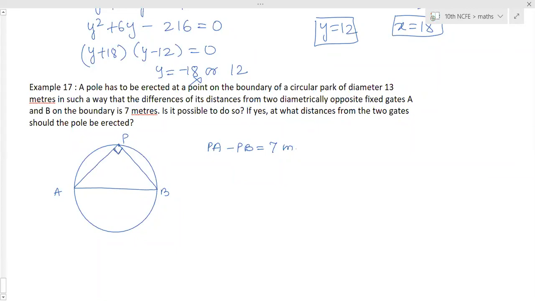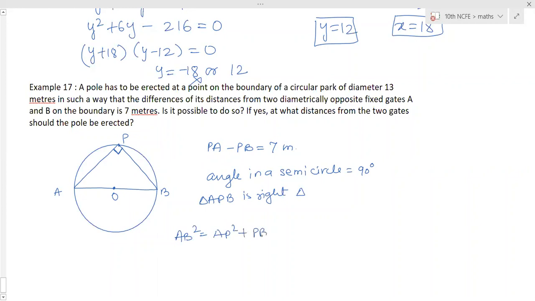So this is 90 degrees because of the angle in a semicircle. AB is the diameter. This is the center. So AB makes the angle P in a semicircle. That means the angle is 90 degrees. Angle in a semicircle is 90. So therefore APB is a right triangle. So by Pythagoras theorem, AB square is equal to AP square plus PB square.